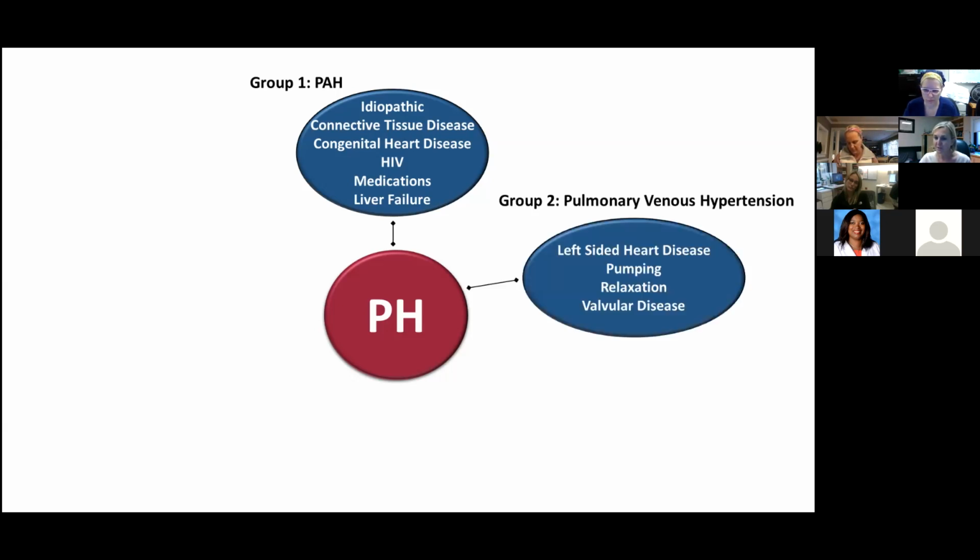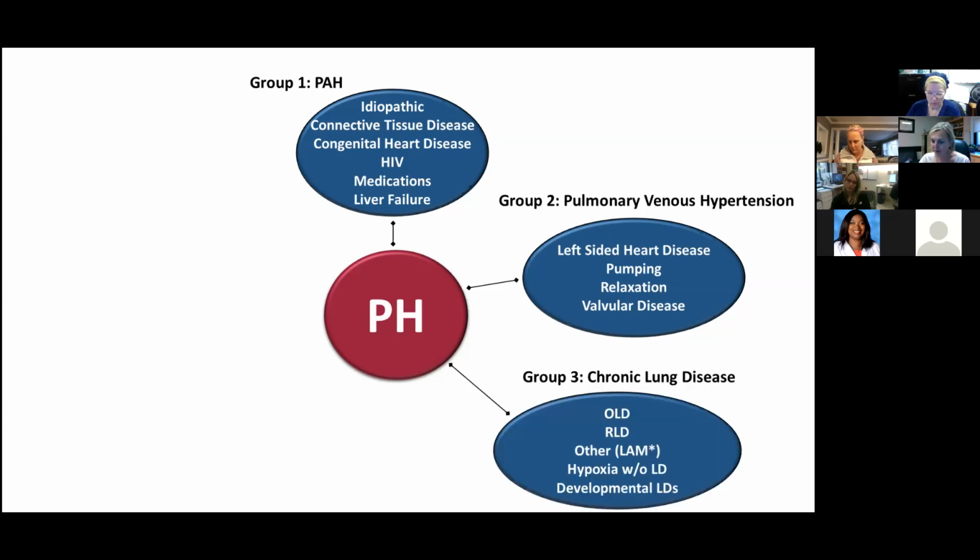Group 2 is something that I call sort of sick left heart. It's pulmonary venous hypertension. So these are patients most frequently who have problems with either pumping, so they have a decreased EF heart failure, or more likely diastolic heart failure. In the units, I think we often also see people who have long-standing valvular disease.